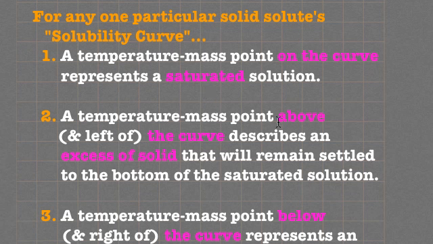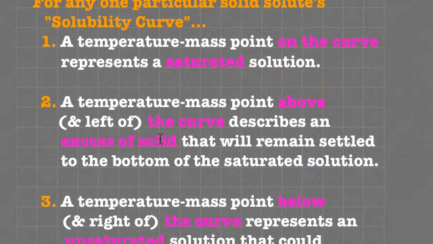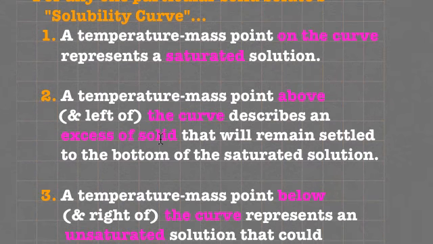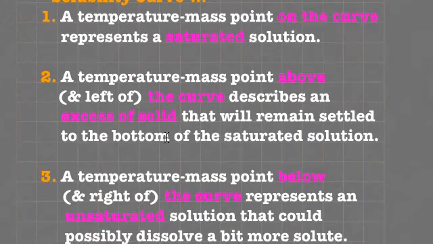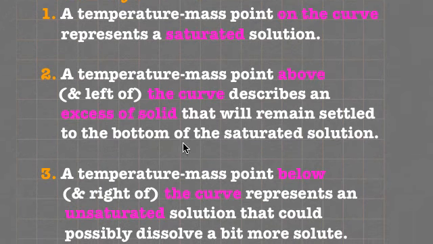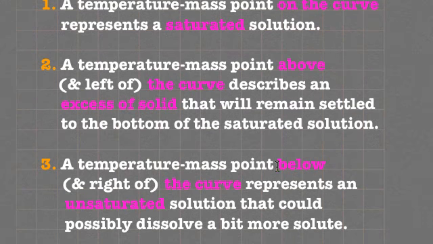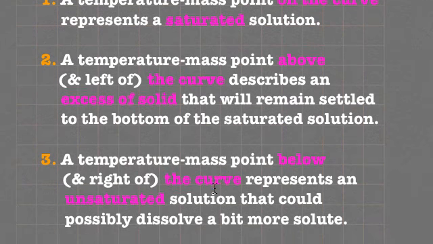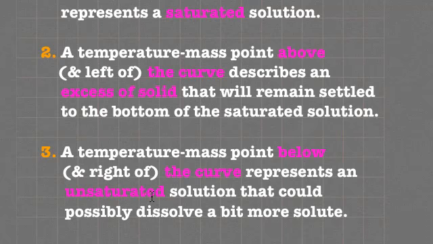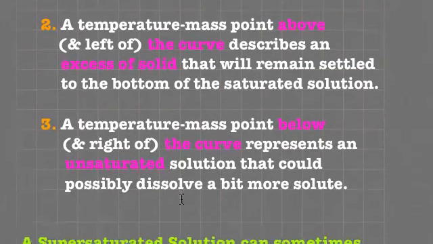But if I was above and/or to the left of the curve, I describe excess solute, and my solvent can't dissolve any more, and some remains sitting on the bottom of the beaker. Or if I am below the line, my temperature is warm enough, and I would be unsaturated. I could certainly dissolve a little bit more.